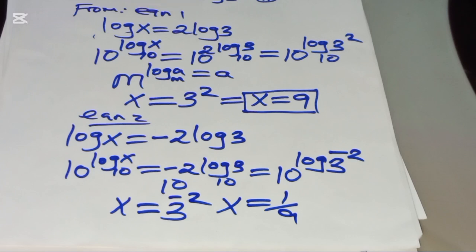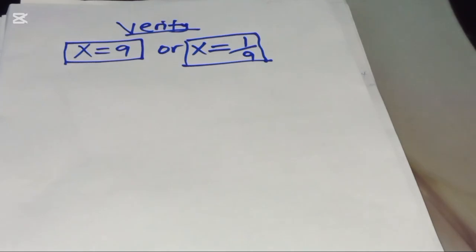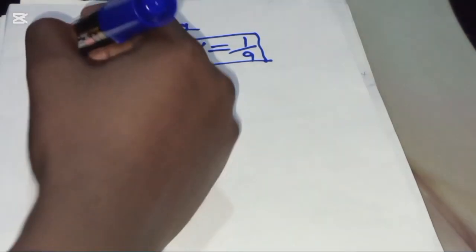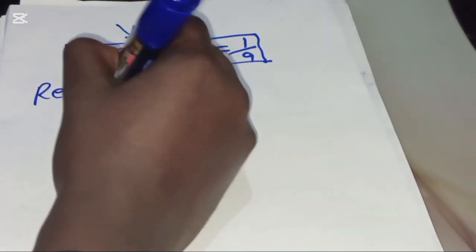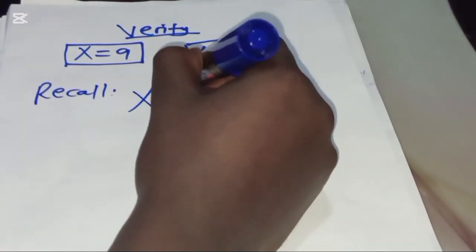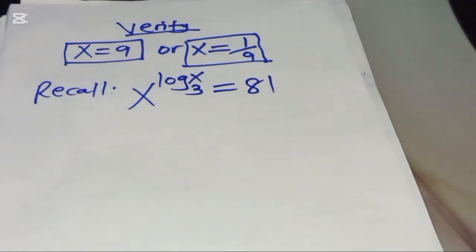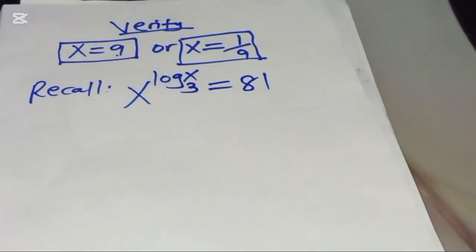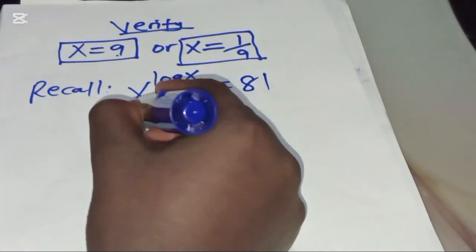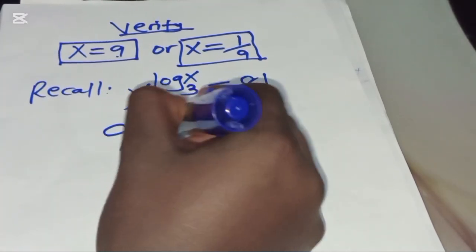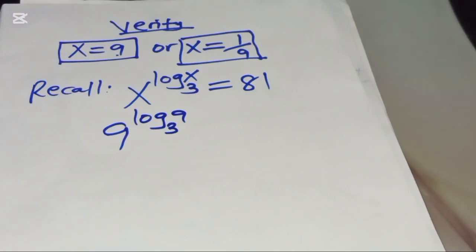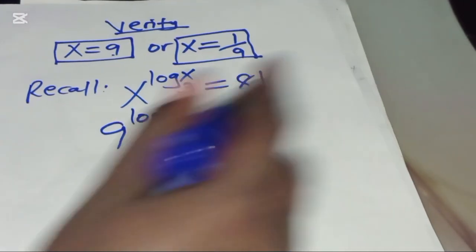So let's verify that these values of x actually satisfy the equation. Now the first value of x is equal to 9. If you recall, we have x to power log x to base 3, and this should give us a value of 81. So let's substitute the first value of x, which is 9. You'll have 9 raised to power log 9 to base 3. Now this should give us a value of 81.